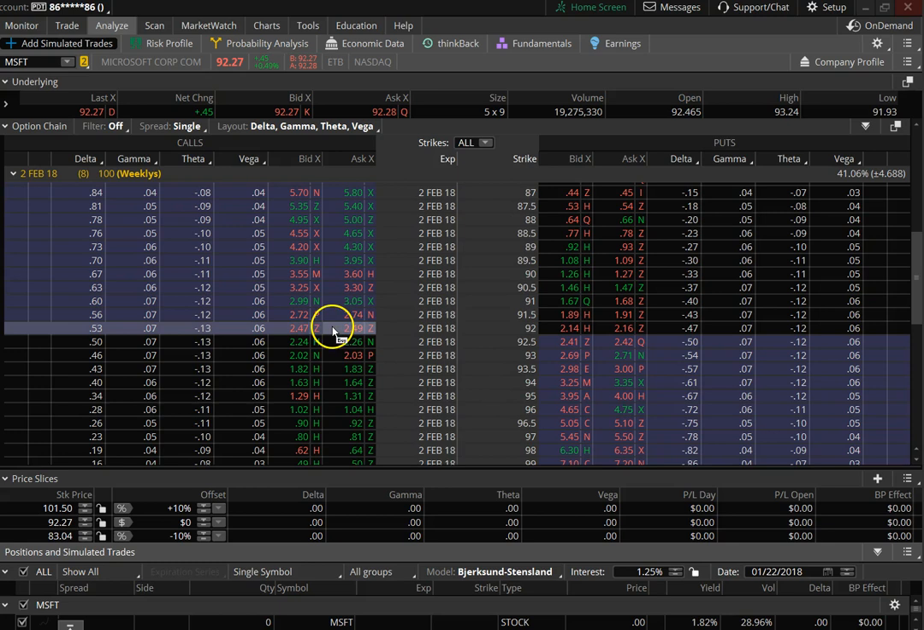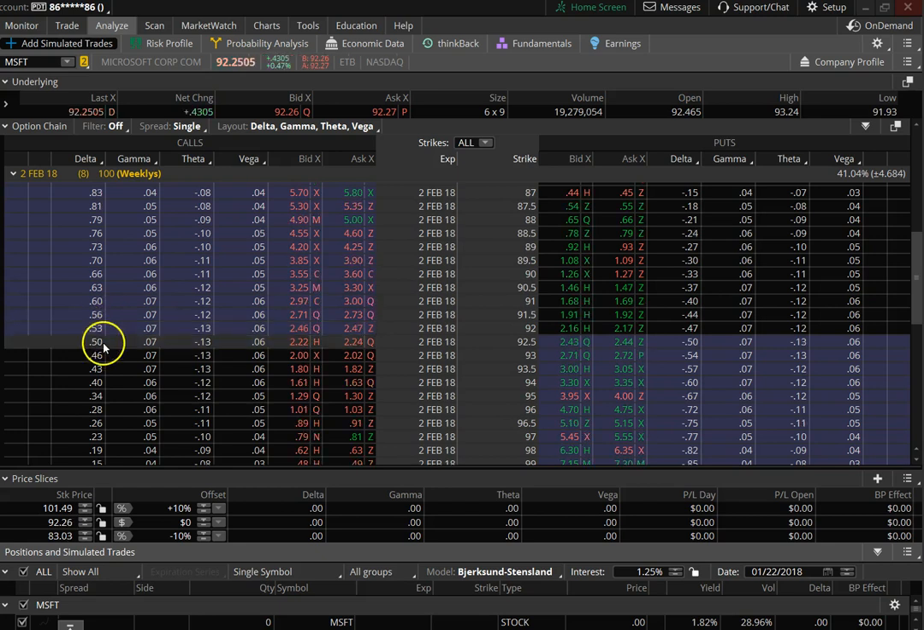Okay, so at the money should be around 50-50, shouldn't it? Okay, we're right at 50. Look at it, 53 and 92.50, which is 25 cents away, is right at 50. Now that makes sense, right? 50% potential of going up, 50% potential of it going down. So at the money is always going to be 50.